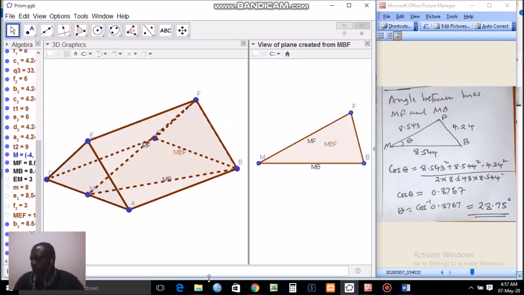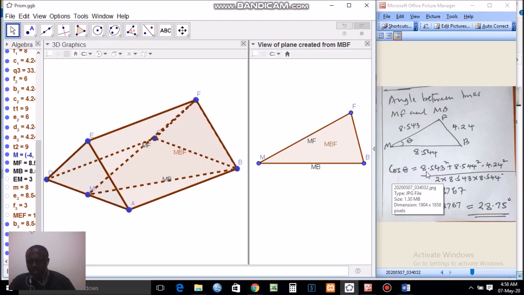Lastly, we look at the angle between MF and MB, and this is the setup. This is the triangle we are going to use, and we look at it. It is not a right angle triangle. It's a triangle with all the dimensions given, because we know MB as 8.544, we know MF as 8.543, and we know FB as 4.24. Now, to get the angle between MF and MB, which is the angle at M, that is angle FMB, marked theta, is the required angle. We use cosine rule, and here is the layout.